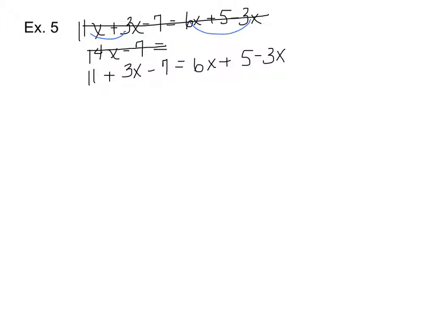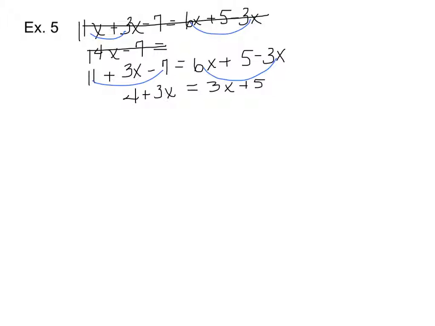Look at this one. On the left side, we don't have to combine like terms. Only on this side. Okay, that we have to combine the variables. But on this side, we can combine our numbers. So we know that 11 minus 7 is 4. And then over here, 6x minus 3x is 3x.